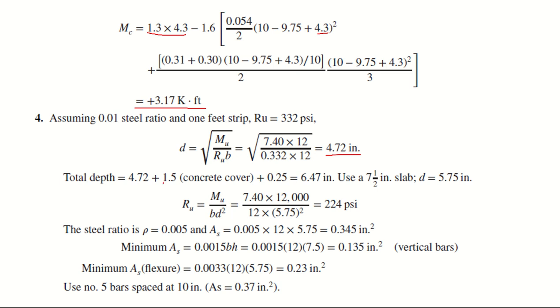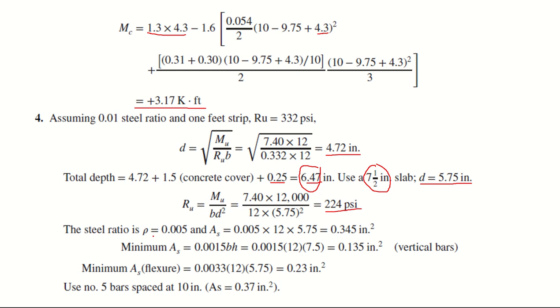When we add concrete cover and half of the bar diameter, we get 6.47 inches. So the minimum required total thickness of the wall is 6.47 inches, and we can use 7.5 inches very easily and comfortably. Using 7.5 inches, our d will be 5.75 inches. Now on the basis of these properties, Ru will be equal to 224 psi.